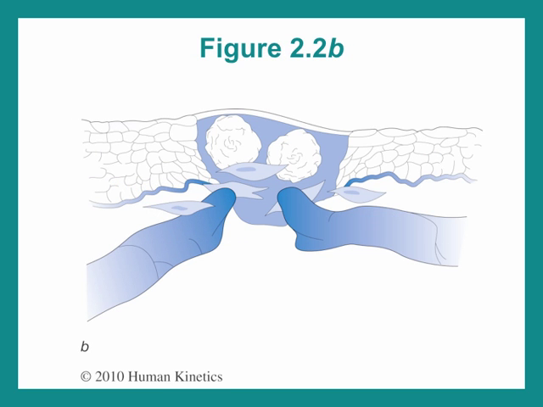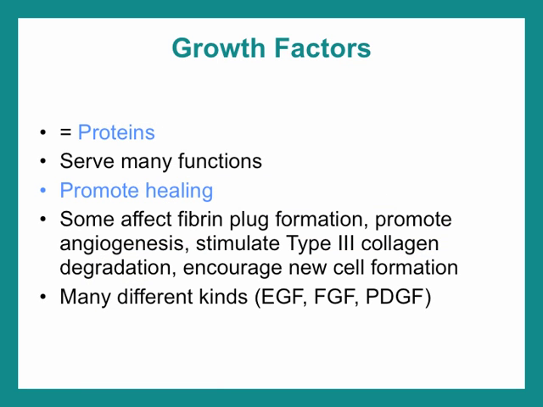So here we have a little cartoony picture of new capillary buds starting to move into the area. So we have actually capillaries that will grow into an injured area, supply the oxygen. When they're no longer needed, they start to retract or close up. One of the things that is a hallmark in this is a growth factor, and we see the presence of growth factors, which are proteins that serve many functions, but the primary one that we're interested in is that it promotes healing. We've seen some evidence that it affects the fibrin plug formation. It can promote angiogenesis, stimulates type 3 collagen degradation, which is a weak collagen, and it encourages new cell formation.